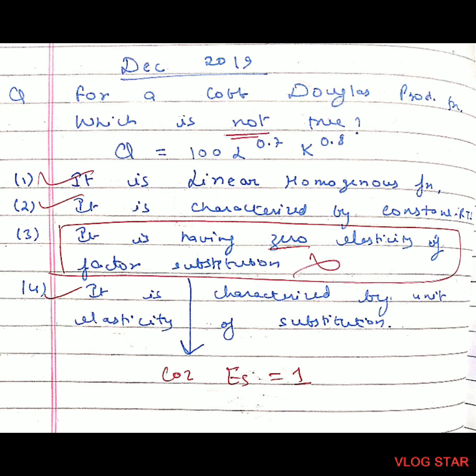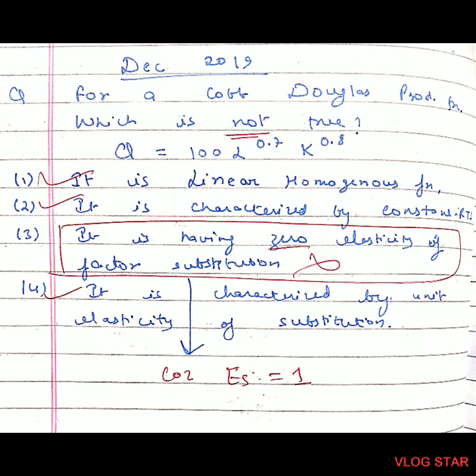This question came in December 2019. For a Cobb-Douglas production function, which of the following is not true? The function is 100 L to the power 0.2 K to the power 0.8. First option says it is a linear homogeneous function, which is correct. Second option says it is characterized by constant returns to scale. Let's check. Alpha is 0.2, beta is 0.8. When we add these, we get 1. So when alpha plus beta is equal to 1, it is constant returns to scale. So this is also correct.